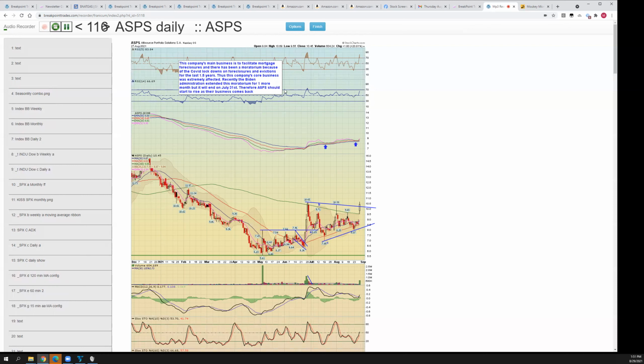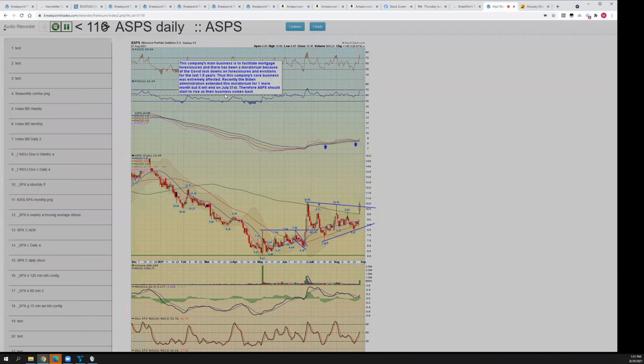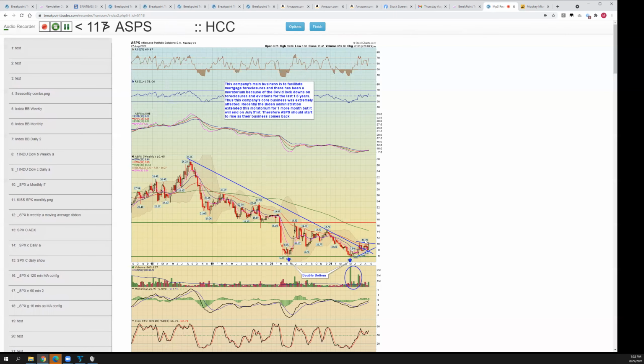Nice volume break here. Let's look at the weekly. Chart 117, the weekly. Again, you can see it was downtrending for a couple years. So this has potential to move higher now that that moratorium is over. I'm hoping it can move back up into this range.